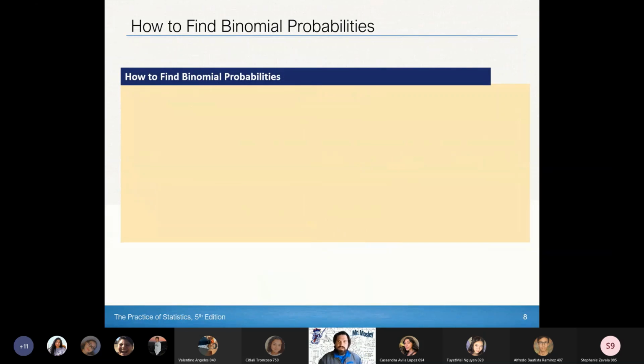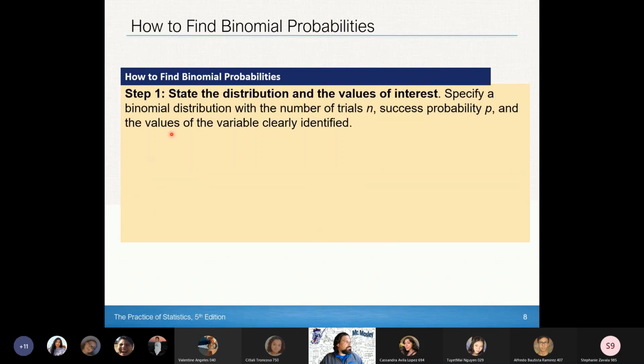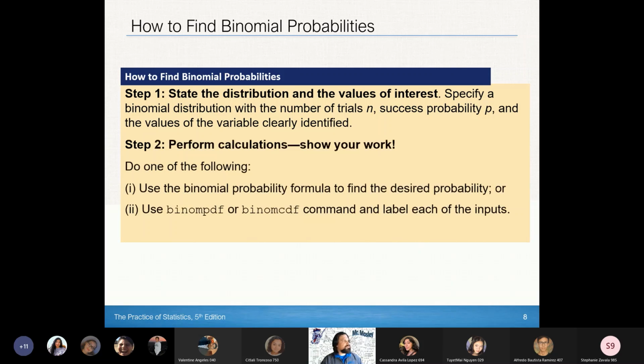So now we have a 3-step process on how to find binomial probabilities. Step 1, state the distribution and the values of interest. Specify a binomial distribution with the number of trials n, success probability p, and the values of the variable clearly defined. Essentially, this is saying before you start doing your calculations, you should identify these things, and it's probably smart just to write them down. Be like n equals this, p equals this. My random variable can have values from here to here. Have things be clearly set up and defined.